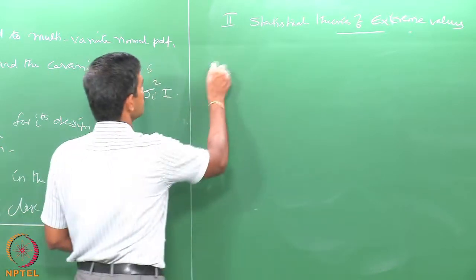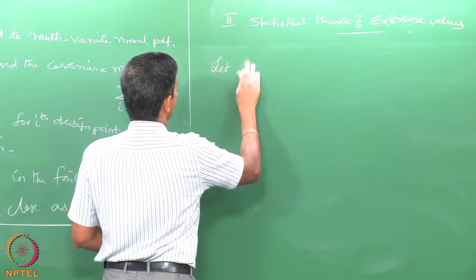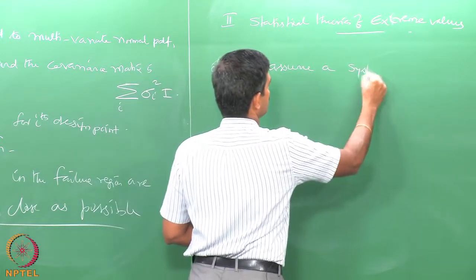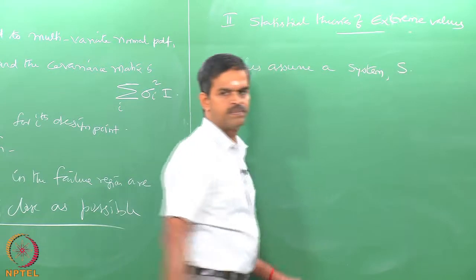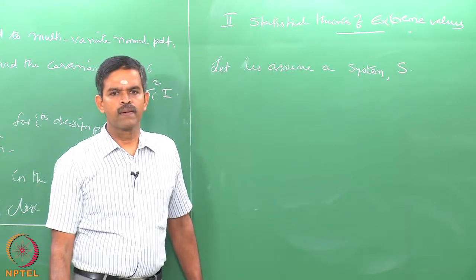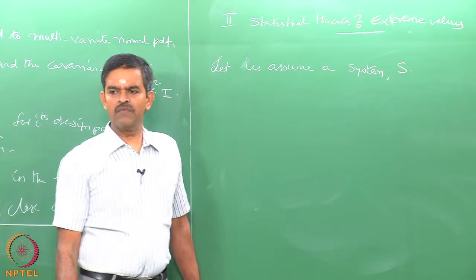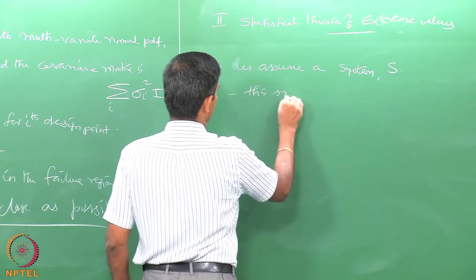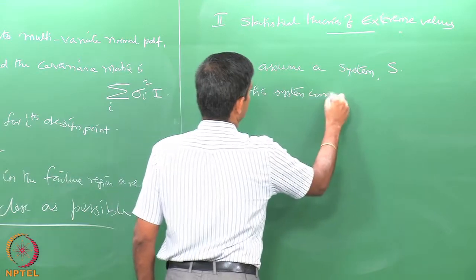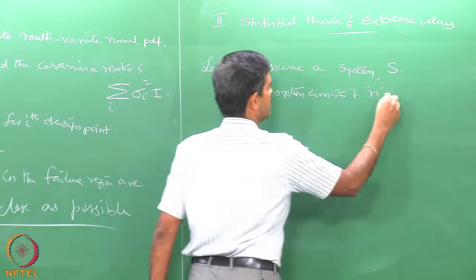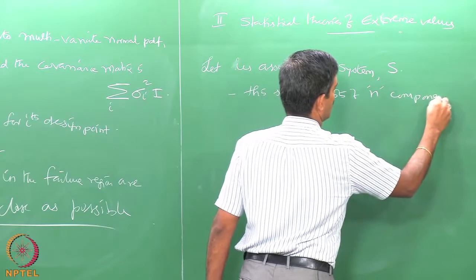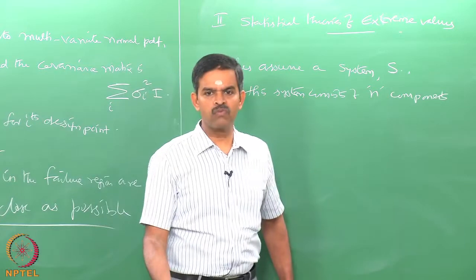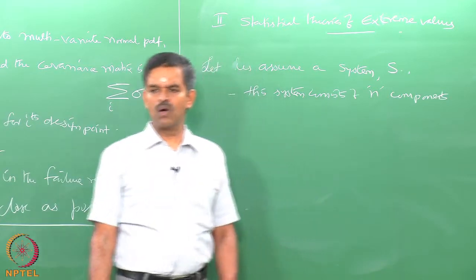Let us have a system. Let us assume a system S, which consists of n components. The system can be an offshore platform. Components can be members of the offshore platform like pontoons, columns, etc.